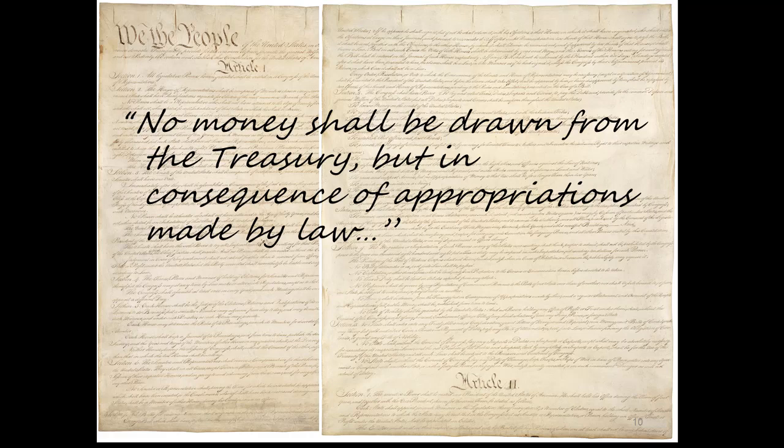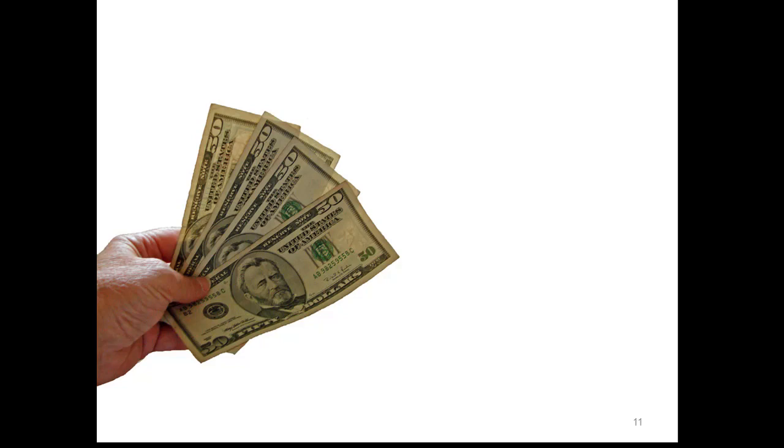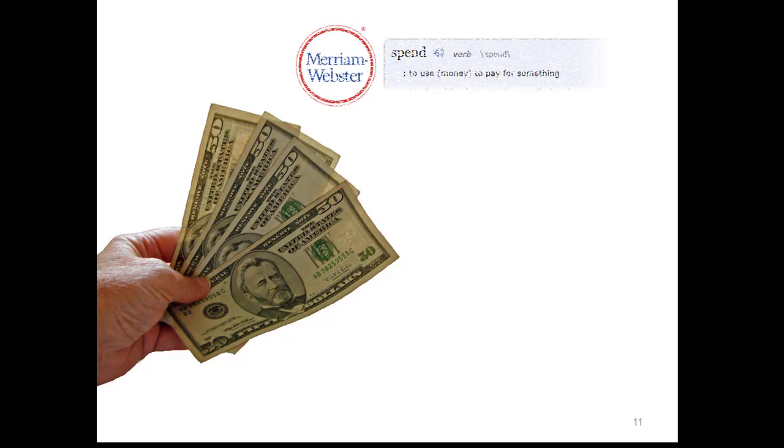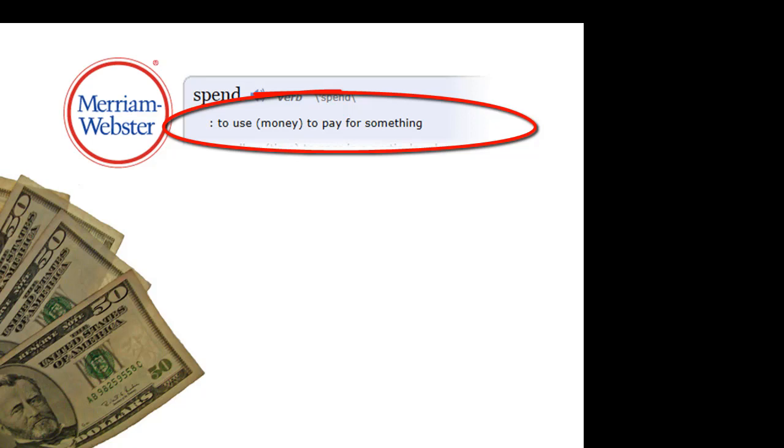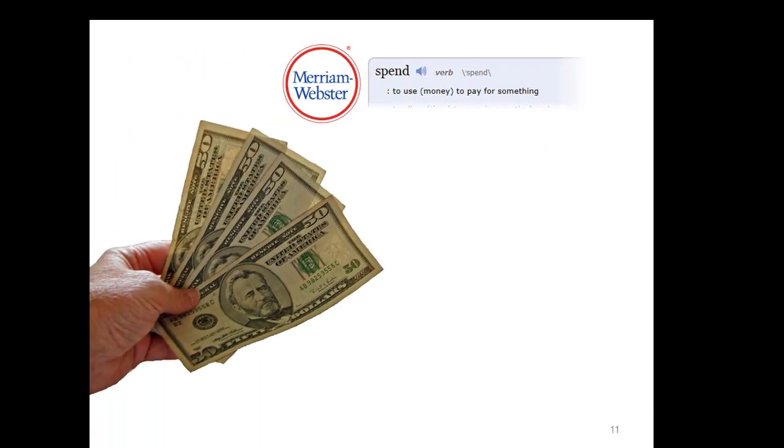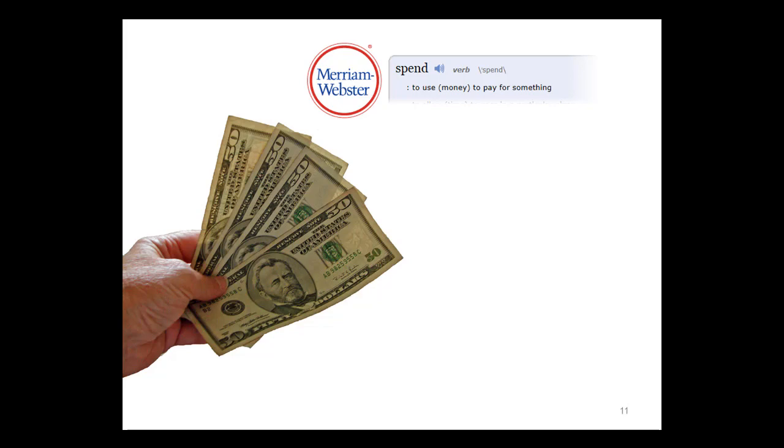But before we go any further, let's discuss what we mean by spend. Spending is a subject we all know something about. It's what we do with money. Indeed, the Merriam-Webster dictionary defines spend as to use money to pay for something. But if you think about it, much of our normal spending can actually be broken down into 2 steps: a promise to pay and the actual payment itself.